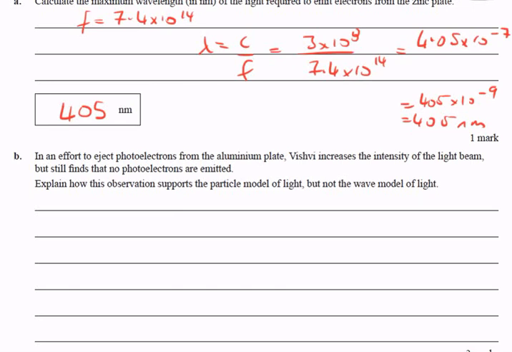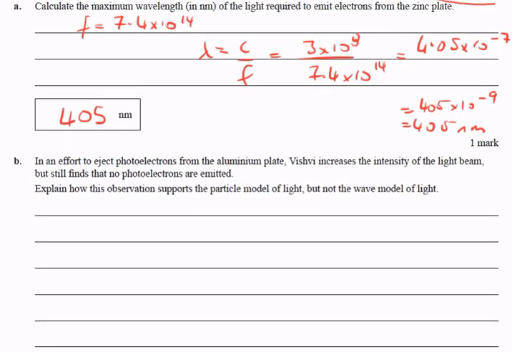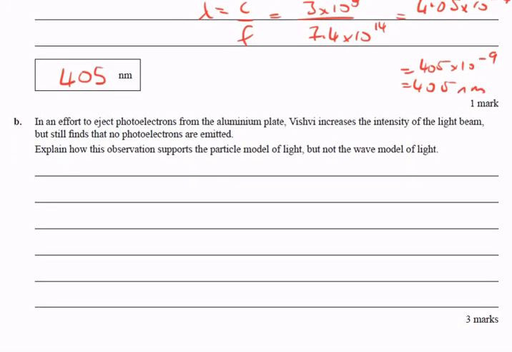In an effort to eject photoelectrons from the aluminium plate, we increase the intensity of the light beam, but VCE still finds that no photoelectrons are emitted. Explain how this observation supports the particle model of light, but not the wave model of light. Alright. If light was purely a wave, so I'm going to explain this one first.